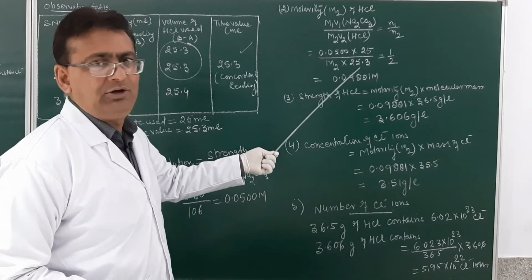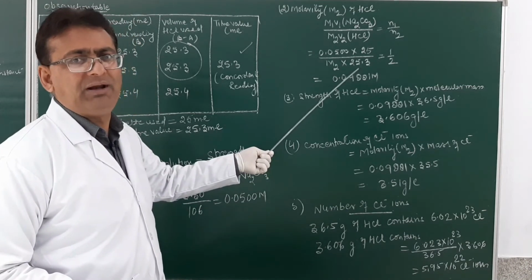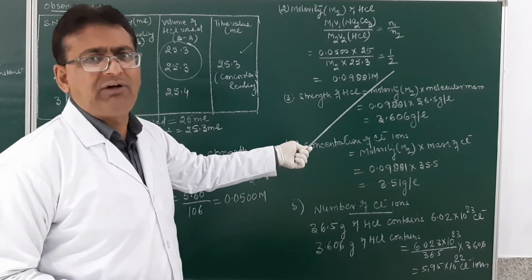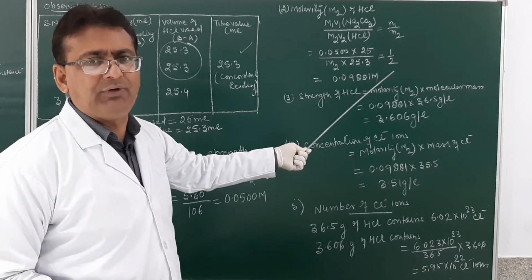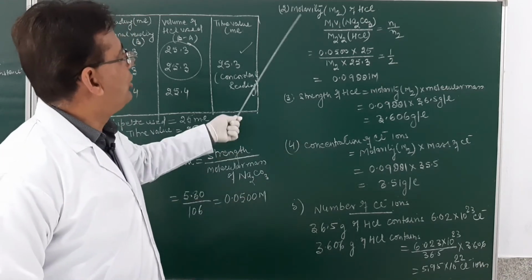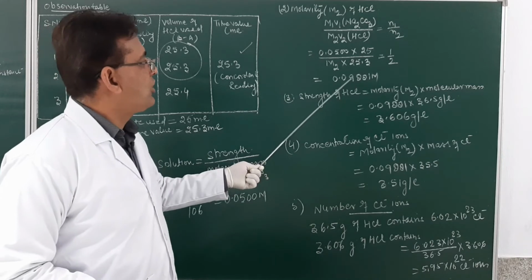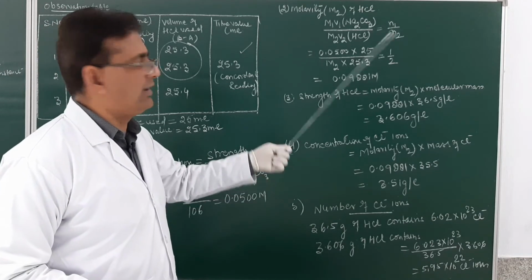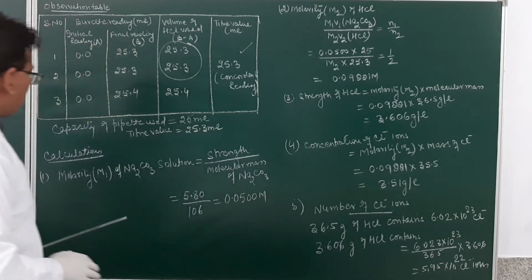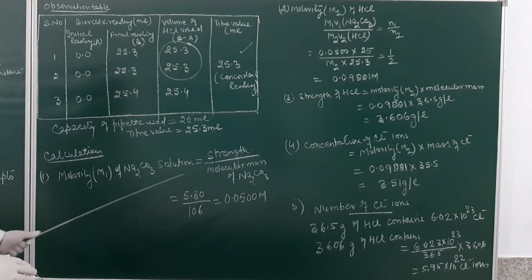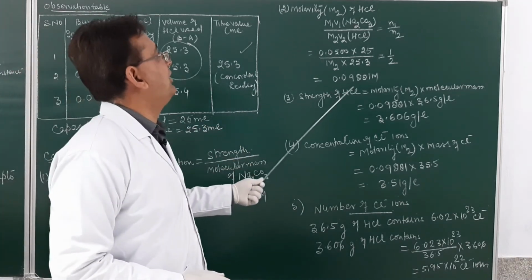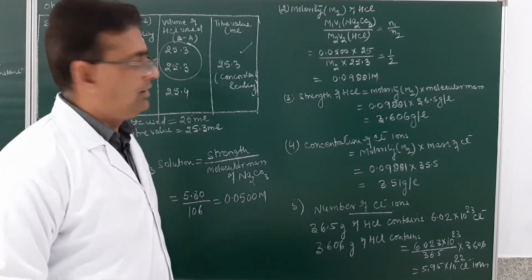What is the volume of HCl used? It is 25.3 ml, which was the titer value. This will be equal to 1 upon 2. How have I obtained 1 upon 2? From the equation given, 1 mole of sodium carbonate neutralizes 2 moles of HCl. So, the molarity of HCl comes to be equal to 0.09881 molar. Both the calculations are clear, student. In the first calculation, we have calculated the molarity of sodium carbonate solution. In the second calculation, we have calculated the molarity of HCl solution.